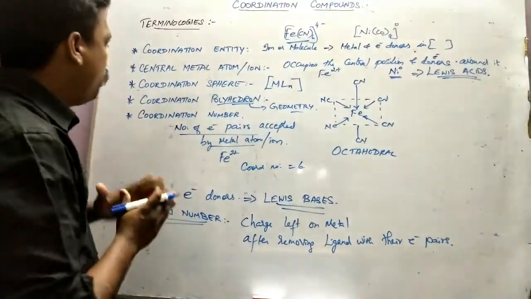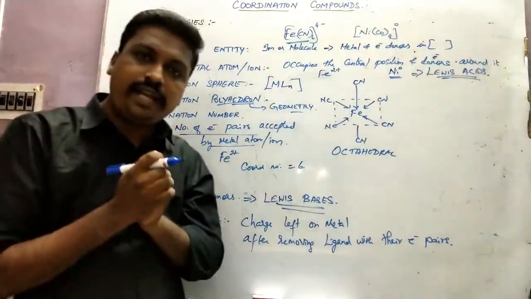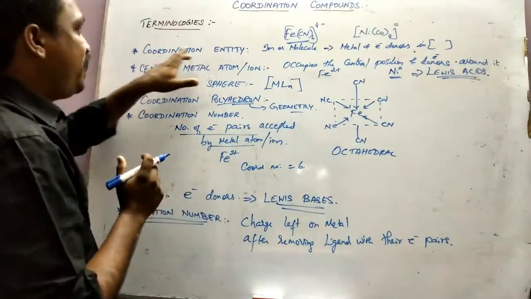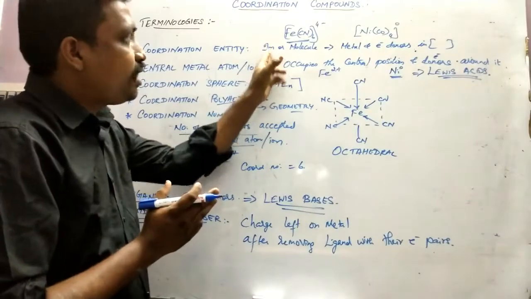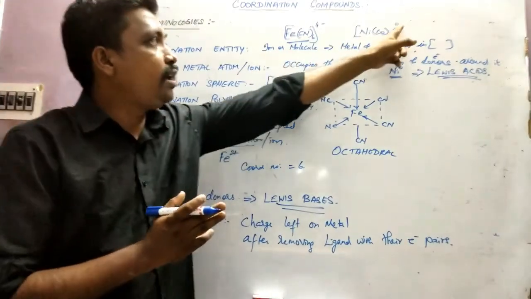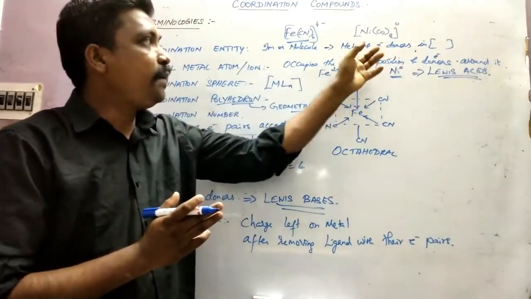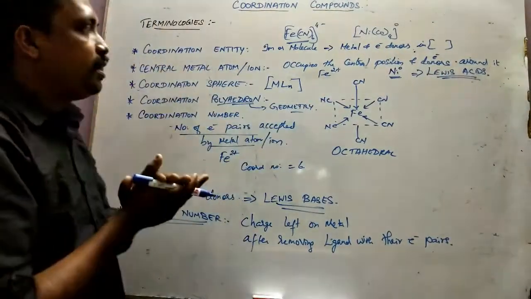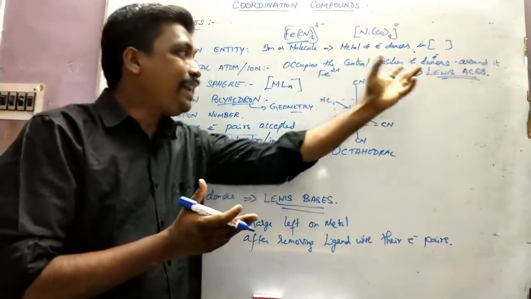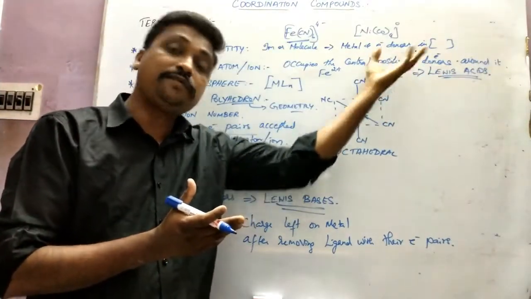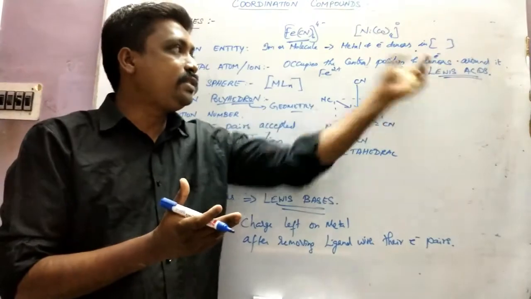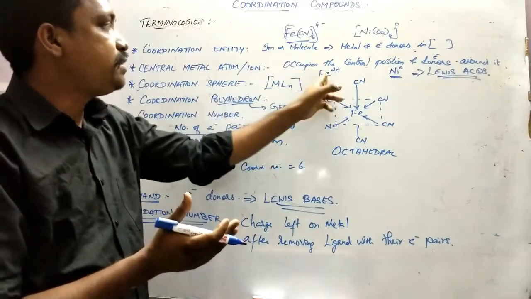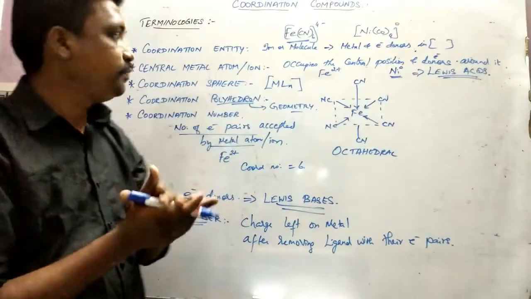Okay, what are the important terms? This is a simple idea. Coordination entity: an ion is a charged species, a molecule has charge 0. Metal plus electron donors in a square bracket, simple. Central metal atom: central position, it accepts electrons from the donors. Since it accepts electrons, it is called a Lewis acid. Example, here it is the central metal ion, and here it is the central metal atom.